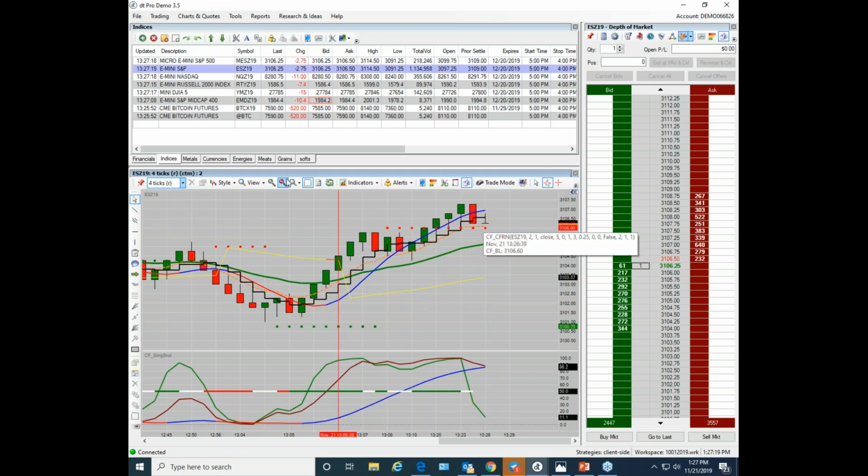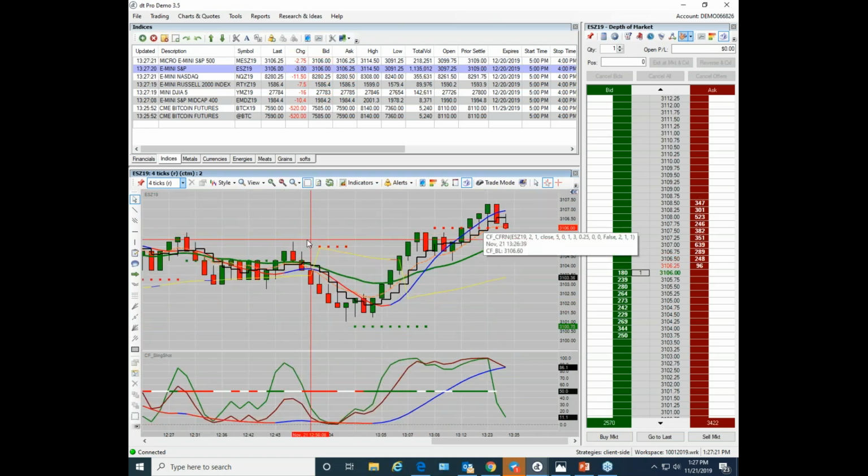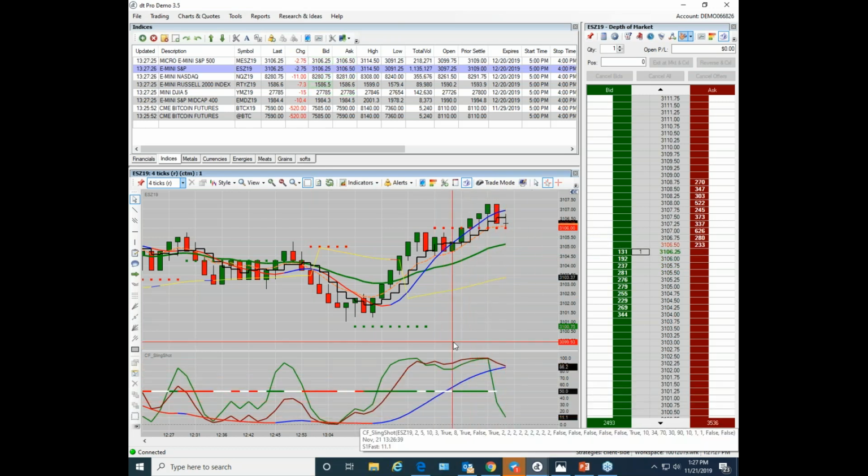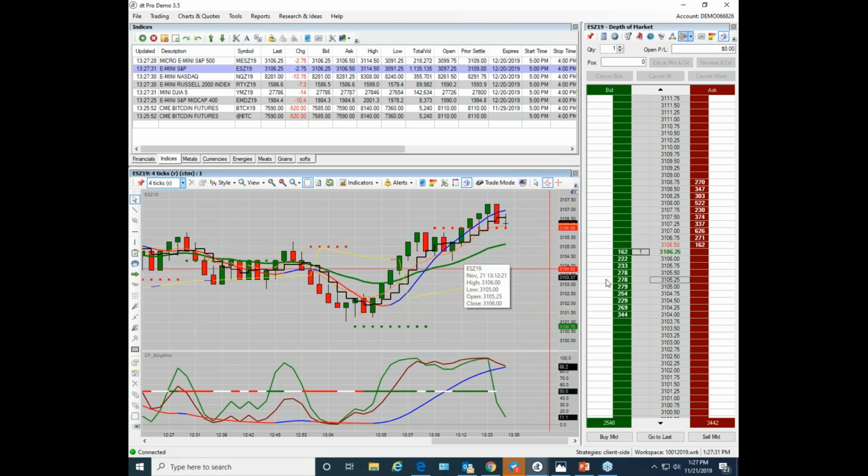Just waiting for the pullback. See the separation? We got the blue cycle and the green line's underneath. So that's good. If it qualifies, I'm going to try to left click in the DOM here. I don't want that on.